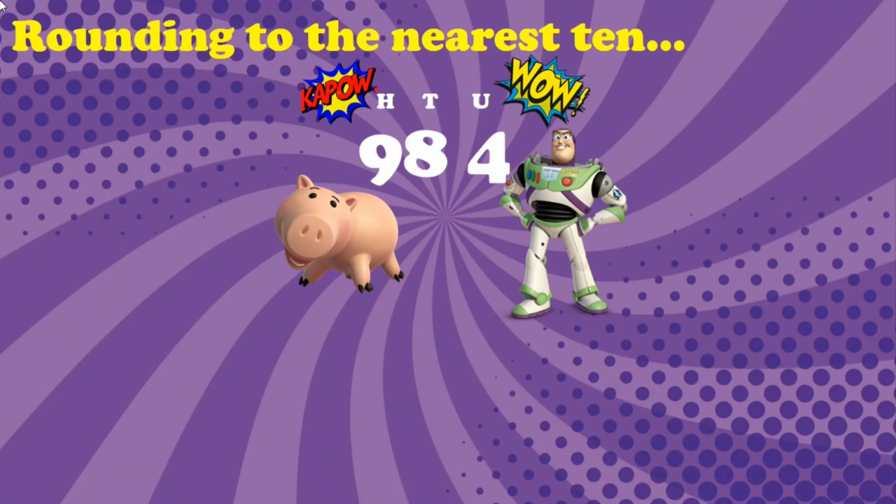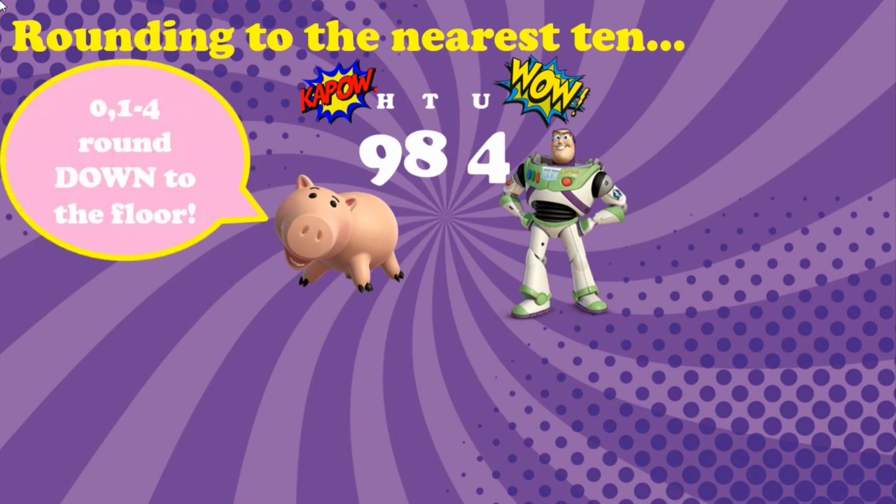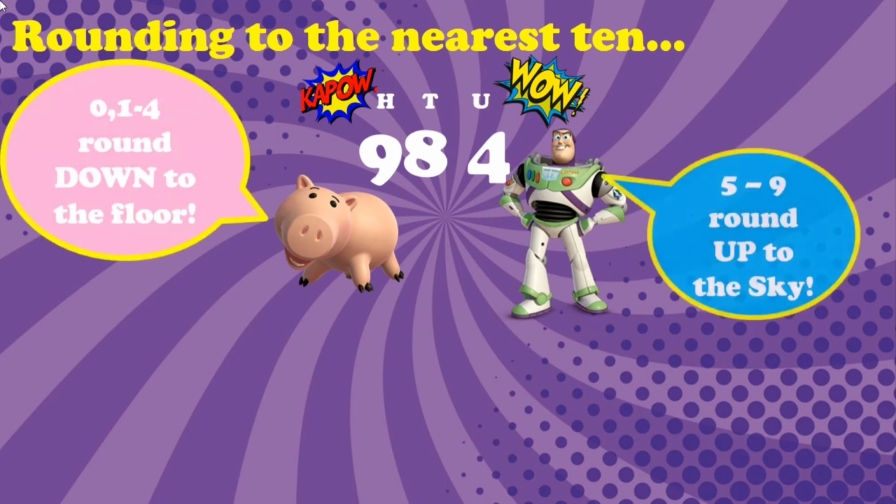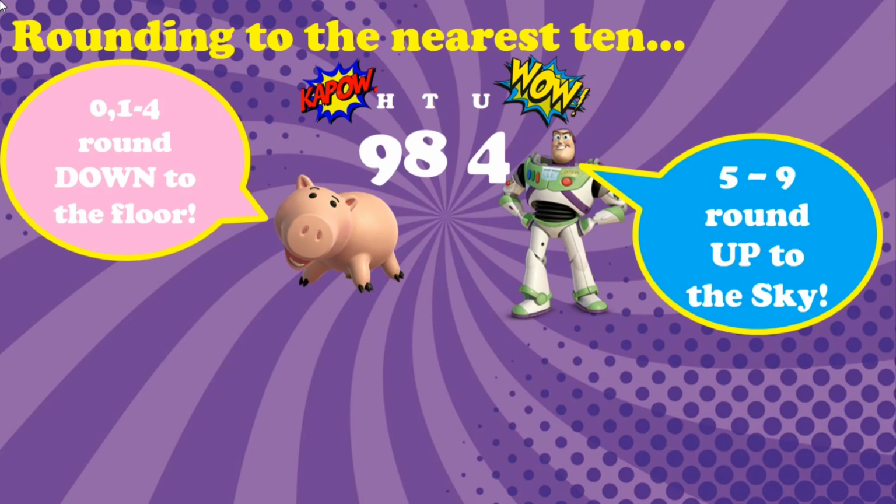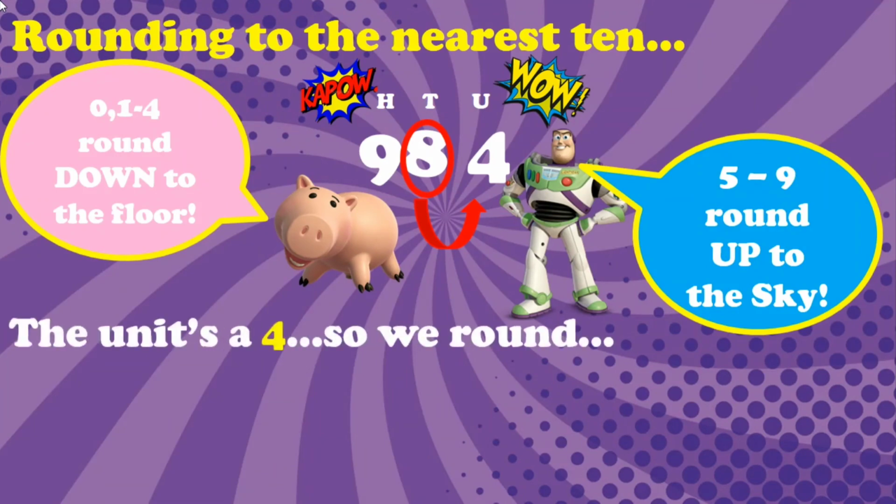Here we have 984. Can we round this to the nearest 10? Here we go. So remember, 0, 1 to 4, round down to the floor. And 5 to 9, round up to the sky. You can pause and then play it. You should have done this. So we should have circled a 10, which is the 80. But we always look at the number before. So it's a 4. So the units are 4.